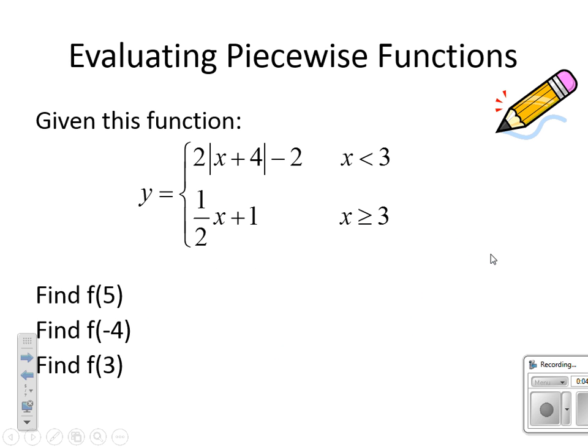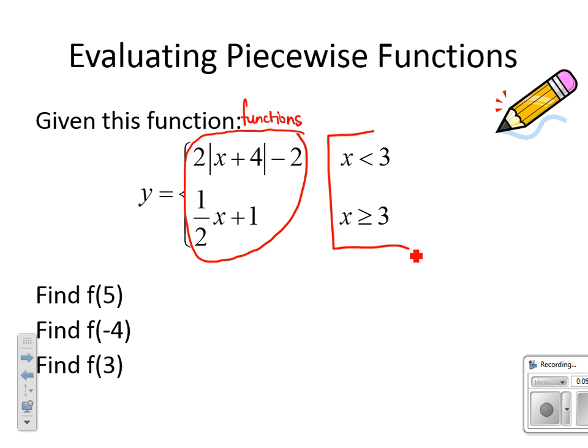Okay, so now this is my piecewise function. Let's talk about what this is talking about. These are my functions. These are my graphs, okay? And this part is my restriction. These are the x values I can use.